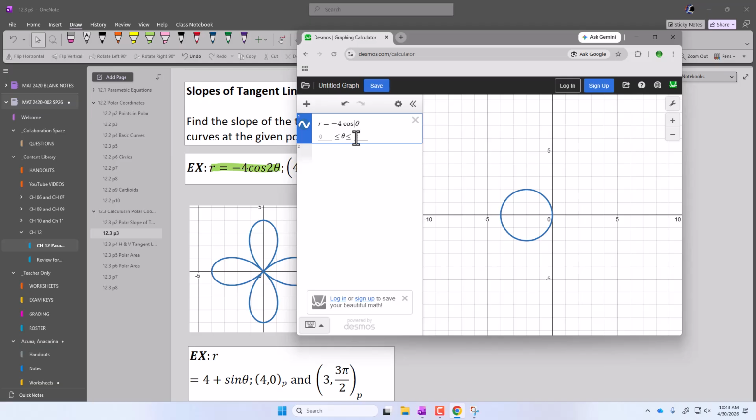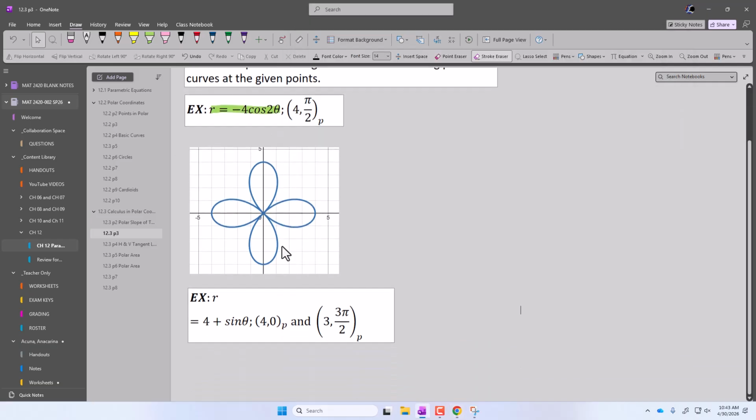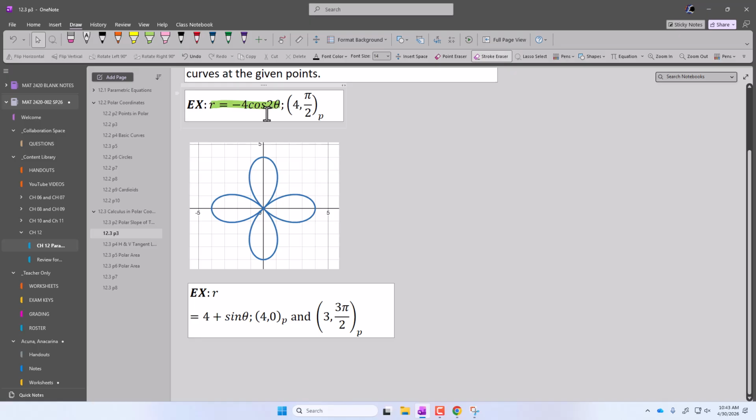So if you have an odd number, does that mean that your domain is restricted? Yeah. If you do it from 0 to pi, then you'll get exactly 3 petals. But if you did 0 to 2 pi, you get 6. But you can't see the other 3 because they're on top of the other ones. So even is just going to be double whatever that coefficient is. Odd is going to be exactly that coefficient.